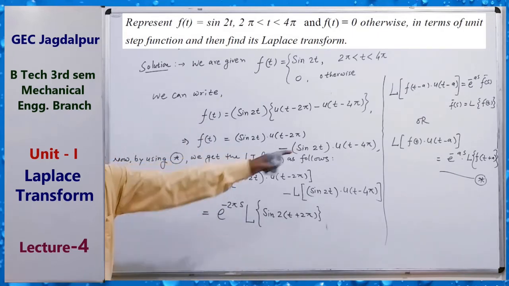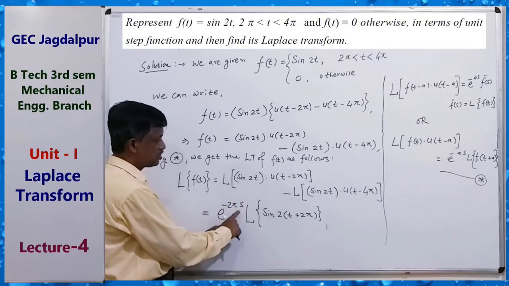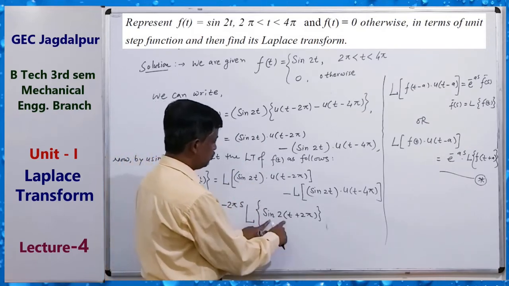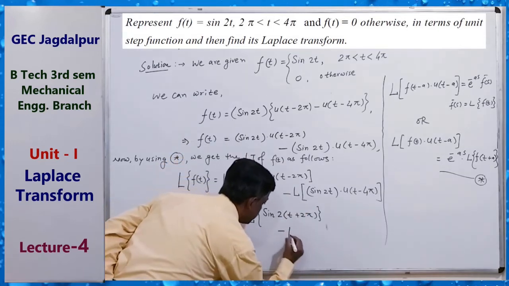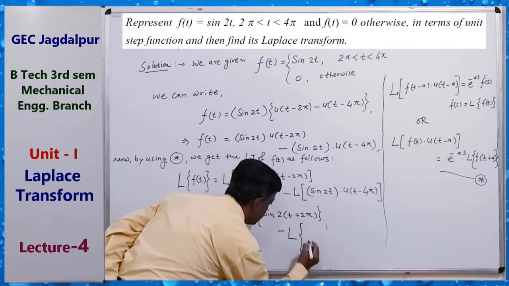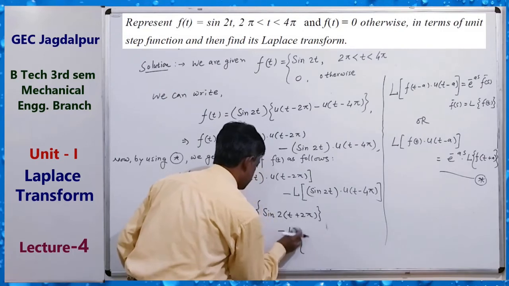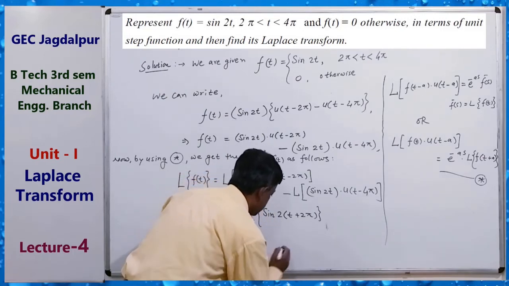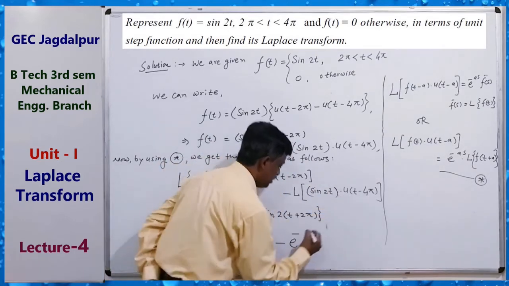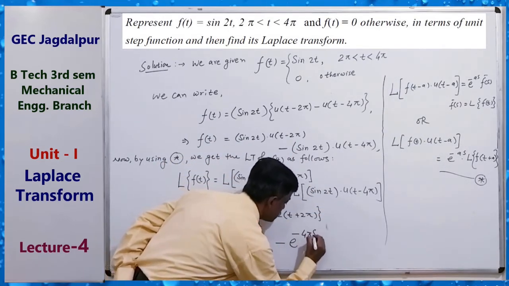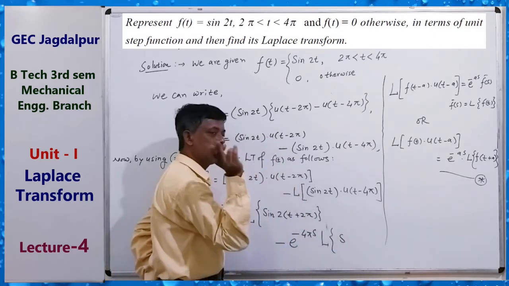Okay, using this formula, in place of a, 2 pi. e to the power minus 2 pi s, Laplace transform of sin 2 in place of t, t plus 2 pi. Similarly, minus of the second part, e to the power minus as, where a means here 4 pi. So e to the power minus 4 pi s, and Laplace transform of here f(t) equal to also sin 2t.